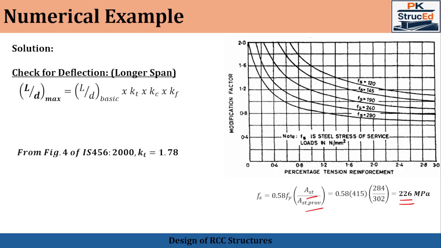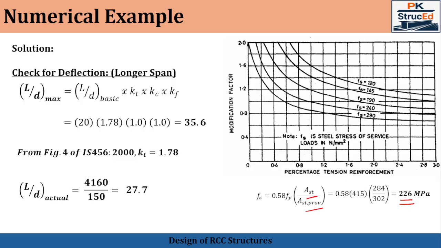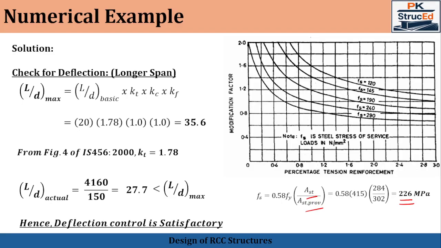And again, L by d basic remains the same. It is 20. Substituting the values, L by d maximum is calculated as 35.6. Now the actual L by d ratio along the longer span direction, with the span of 4160 divided by 150, comes to 27.7, which is less than L by d maximum. And therefore, the deflection control is satisfactory.